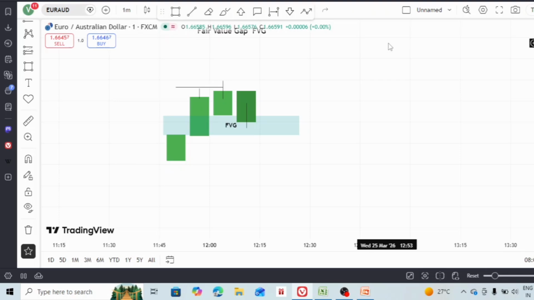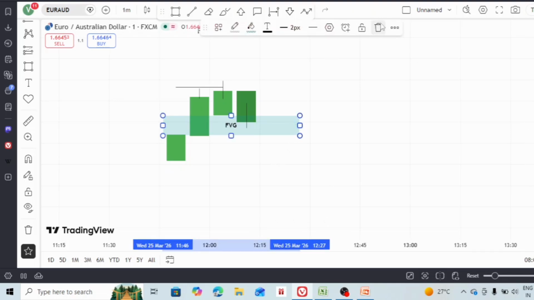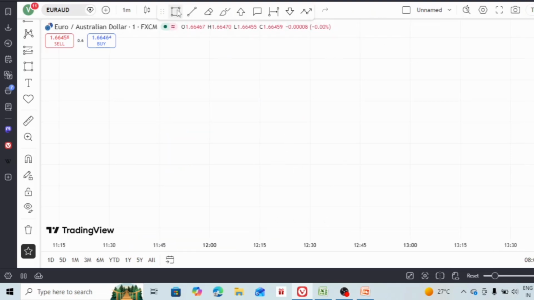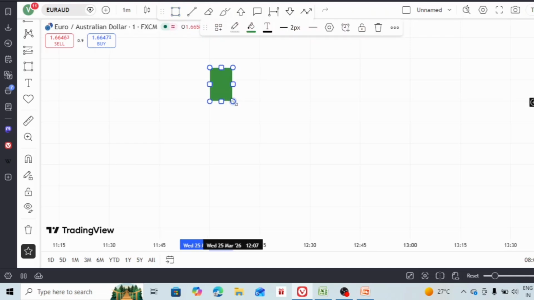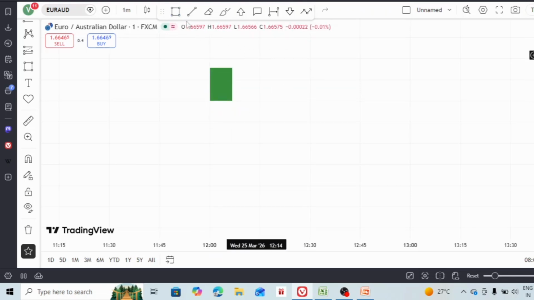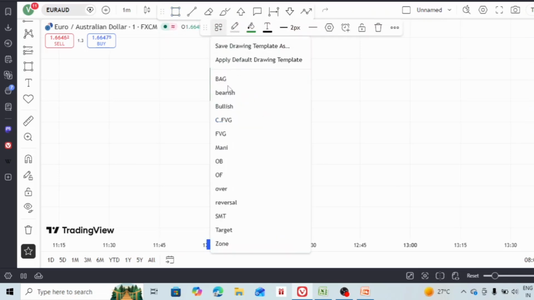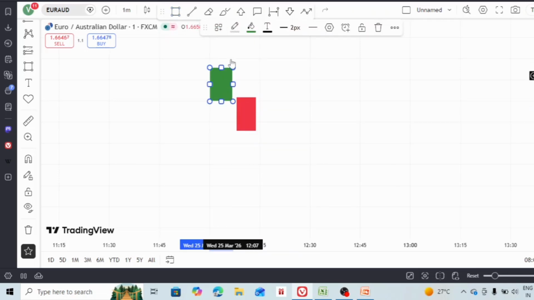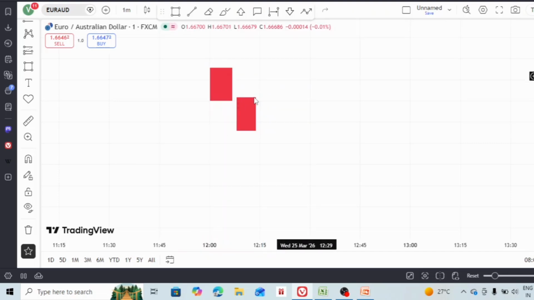Similarly, in the bearish fair value gap, bearish meaning in a downtrend. Bearish fair value gap is just the opposite of the bullish fair value gap. It forms during a downward movement in the market, which means in a downtrend, creating a price imbalance. The market will often return to this gap to rebalance the price. So this is the bearish fair value gap.